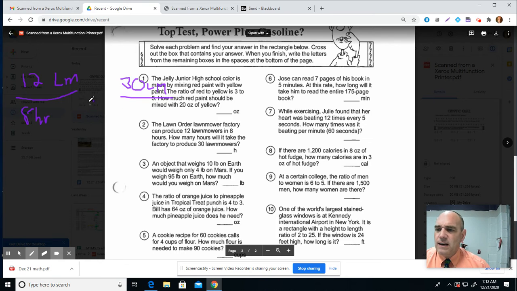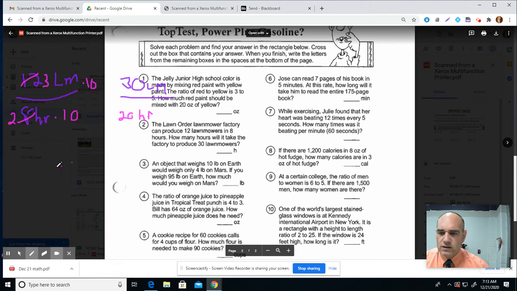Now, I'm not sure what I can multiply 12 by to get 30, so I'm going to be sneaky here. I notice that I can reduce this ratio. 4 will go into both of these. So 4 goes in here 3 times, and 4 goes in there twice. Because whatever I do to the top, I do the same thing to the bottom, just like fractions. Now, the good news is I can take this 3 and turn it into 30 by multiplying by 10. Then I need to multiply the bottom by 10. 3 times 10 is 30 lawnmowers. 2 times 10 would then be 20 hours.